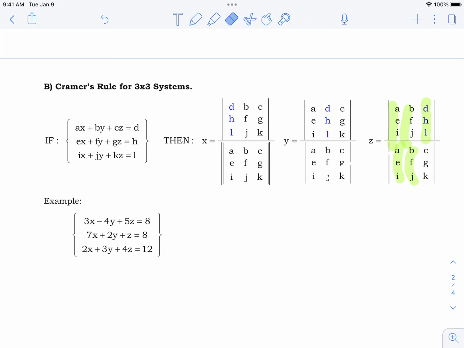And by the way, you could scale up and do a 4x4, a 5x5, a 6x6. It's easy to actually write this part.